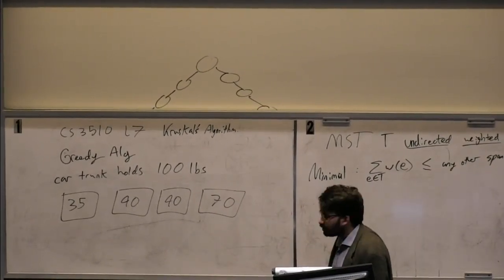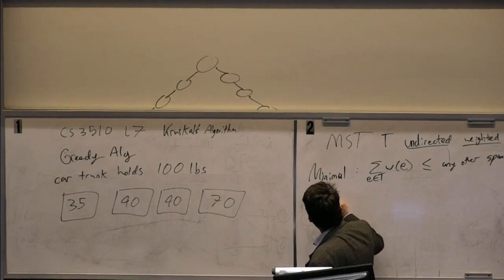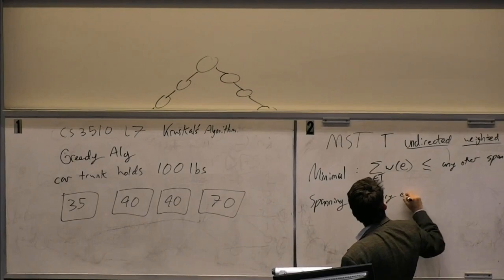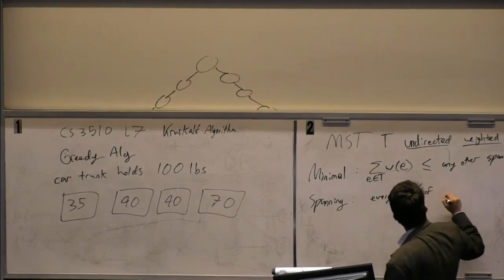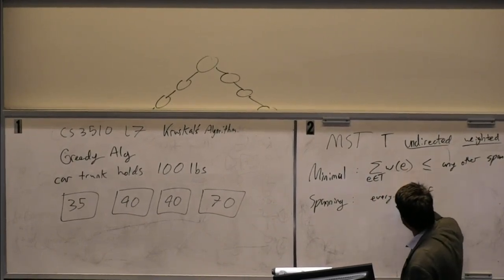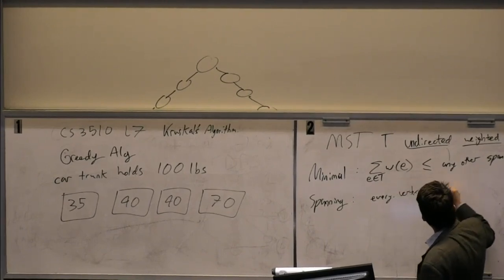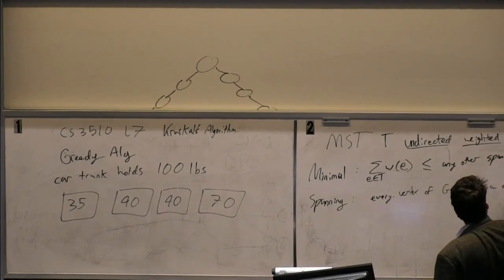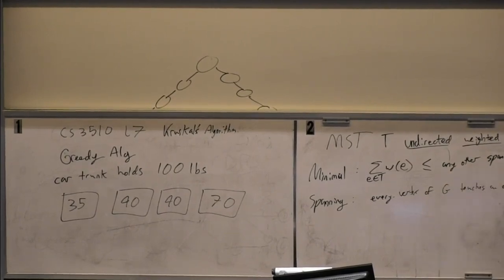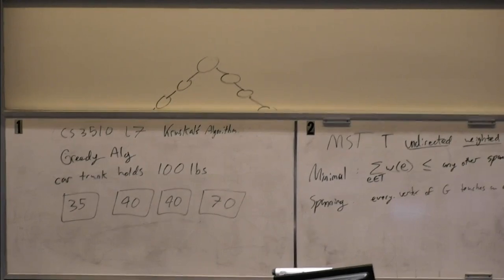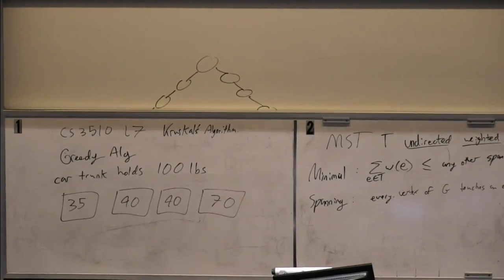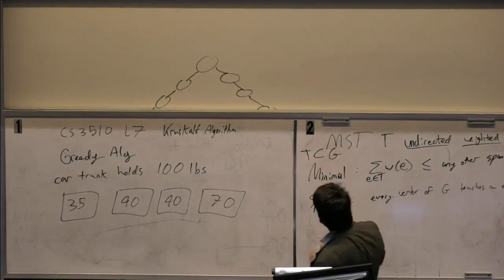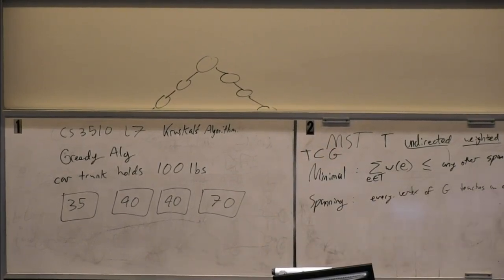What does spanning and what does tree mean? An MST is spanning: every vertex of G touches an edge of T, right? So you have some graph G, you consider its minimum spanning tree, which is a selection of its edges. T is a selection of edges from G. You choose some of its edges, and it's an MST if the three things hold.